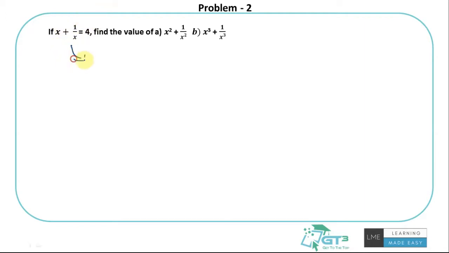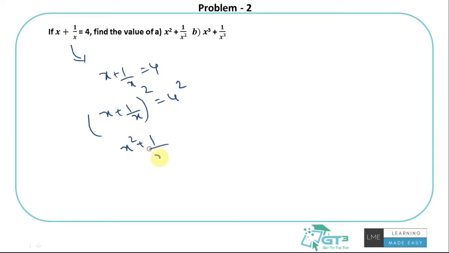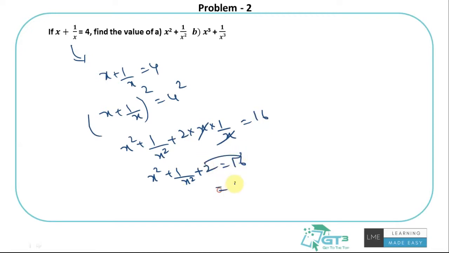If you have an idea of how to go about it, the simpler way is using algebraic formulas like a plus b whole square. If I square both sides of x plus 1 by x equals 4, this will be x square plus 1 by x square plus 2 into x into 1 by x. They get cancelled out. So x square plus 1 by x square plus 2 equals 4 square, which is 16. Sending 2 to the other side, 16 minus 2 is 14. So x square plus 1 by x square is 14.